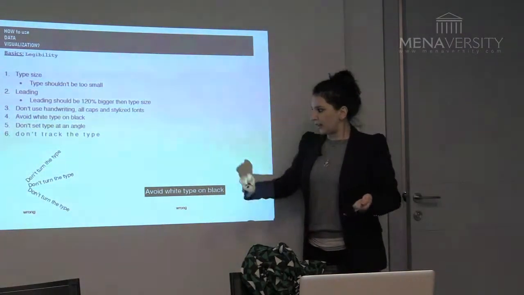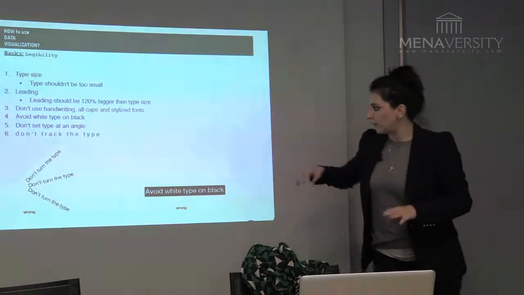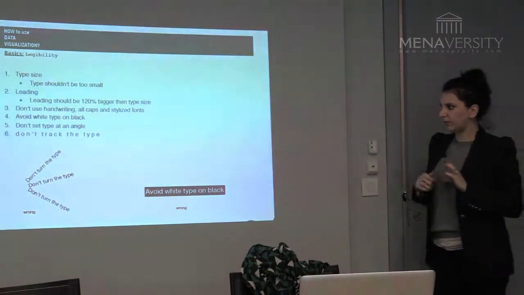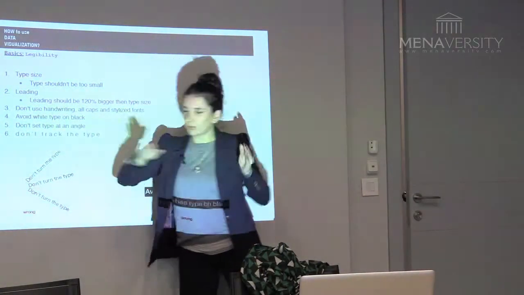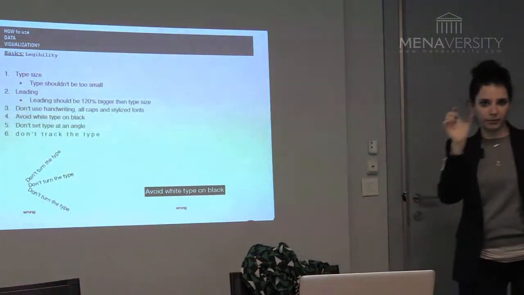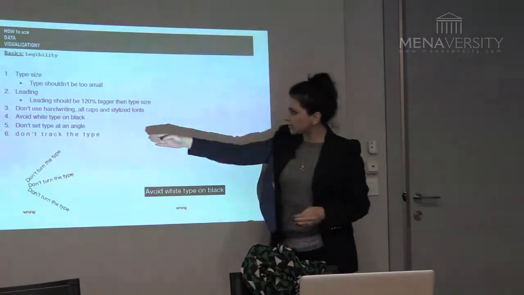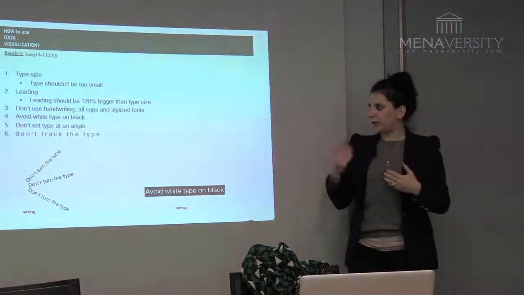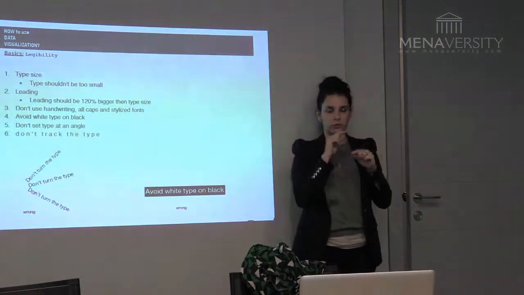Try and avoid having type on an angle, because it also makes it more difficult to read. And finally, don't track the type. Don't have too much space between the letters of the word or the letters in a sentence, because since the negative space becomes too big, it's slow. You're slower to read.